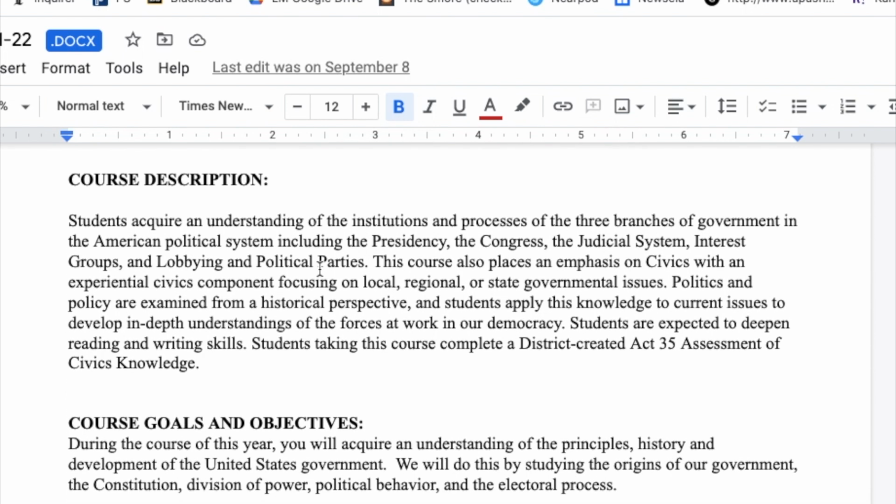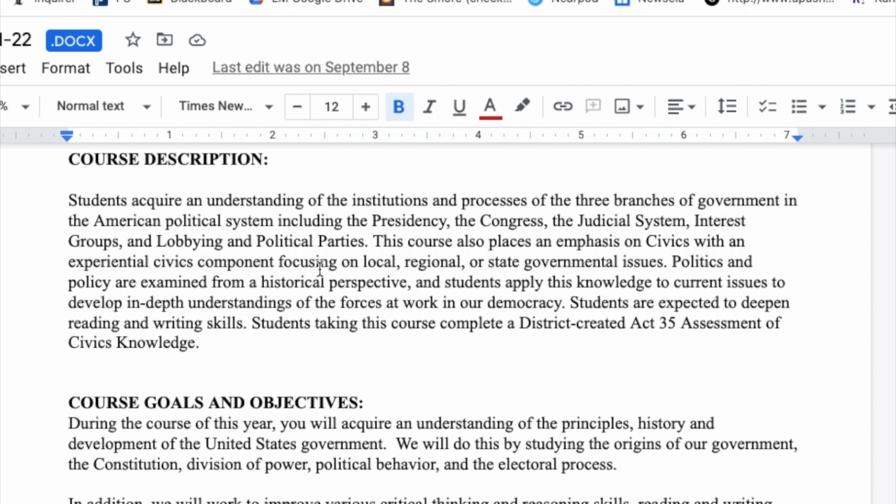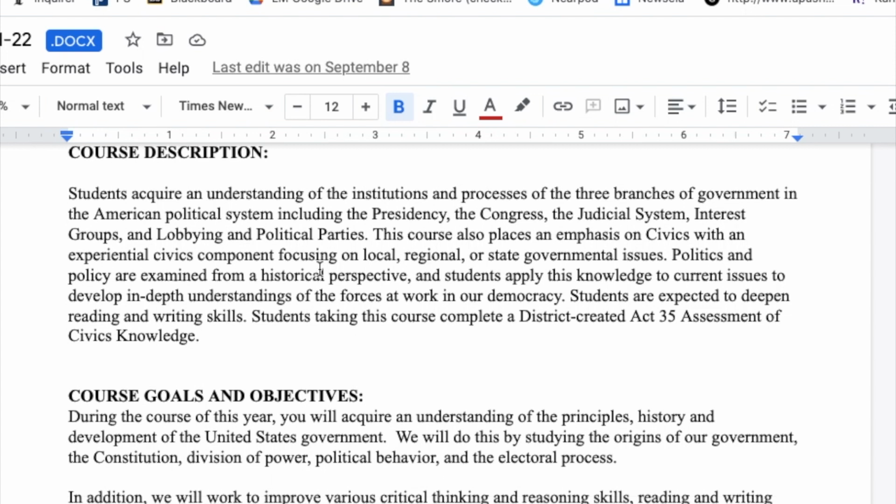So the course goals and objectives. During the course this year, students will acquire an understanding of the principles, history, and development of the United States government. As a teacher, I see a big goal of this class is for students as they are getting to that adult age and graduating from Lower Merion High School to better understand their government, where they fit in their government, how they can access their government, and basically how the government works.